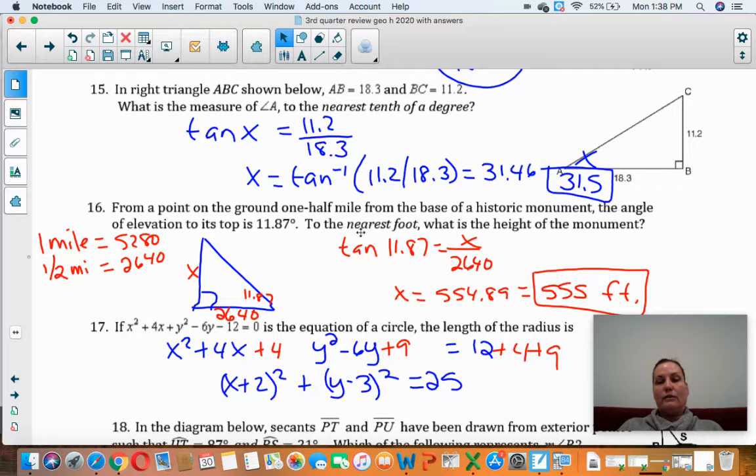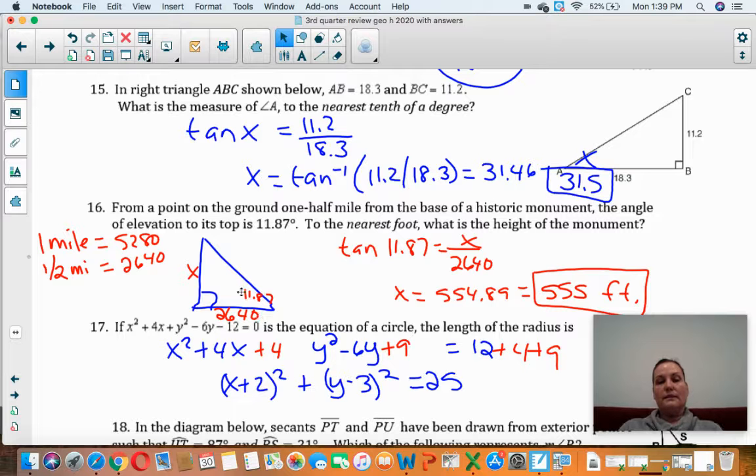Now, just be careful. This is tricky. It wants you to find the height of the monument to the nearest foot. So I'm going to take my mile and convert it into feet right off the bat. 1 mile is 5,280 feet. I am 1/2 mile away, so I'm going to make that 2,640 feet.